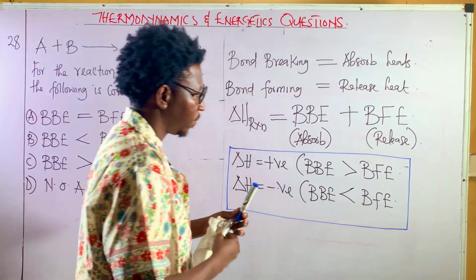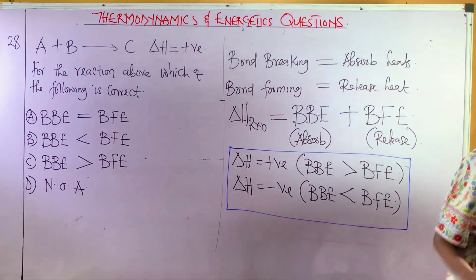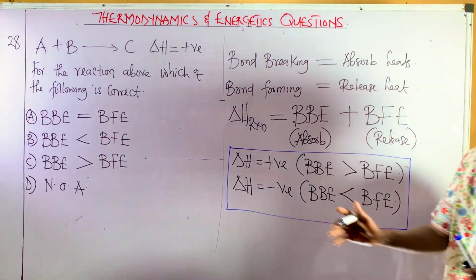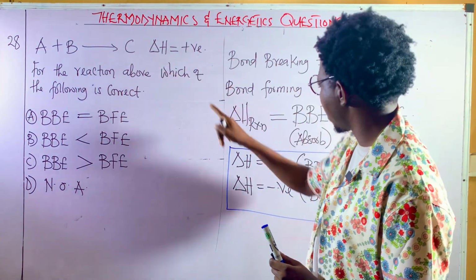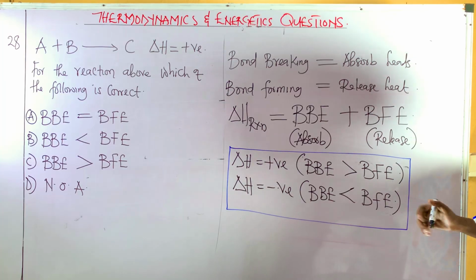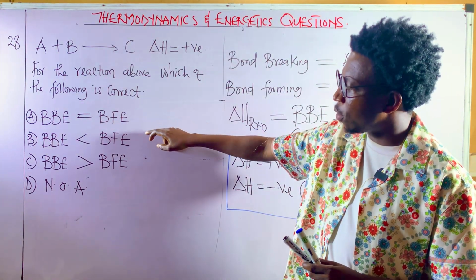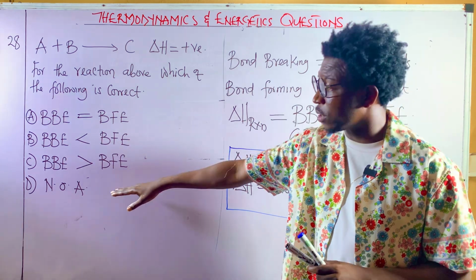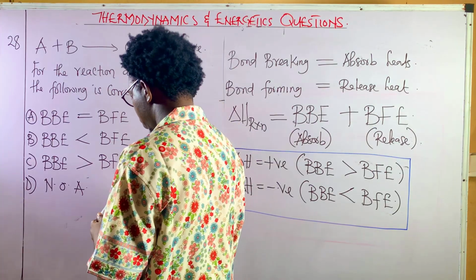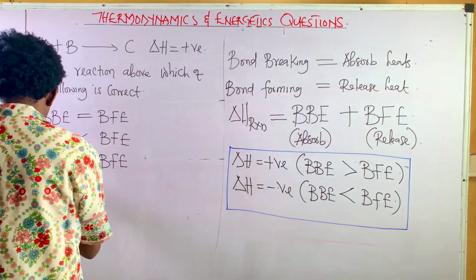Now that we know this, can we then answer that question? Yes. For this reaction to be endothermic, the bond breaking energy should be greater than the bond forming energy. So option A is wrong. Option B is wrong. Hopefully, we should know that option D is wrong. So the answer is option C.